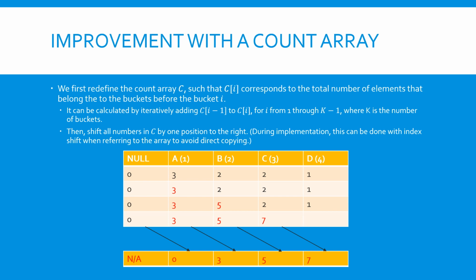Similarly, we have C2 being 3, meaning that we should put the first element in bucket 2 to position 3 of the sorted array. This is because the original count array tells us that we have 3 elements in bucket 1, and they should occupy positions 0, 1, and 2. Therefore, the first element in bucket 2 should occupy position 3. Note that we make the first entry in the original counter array 0 to simplify the computation in a unified framework.